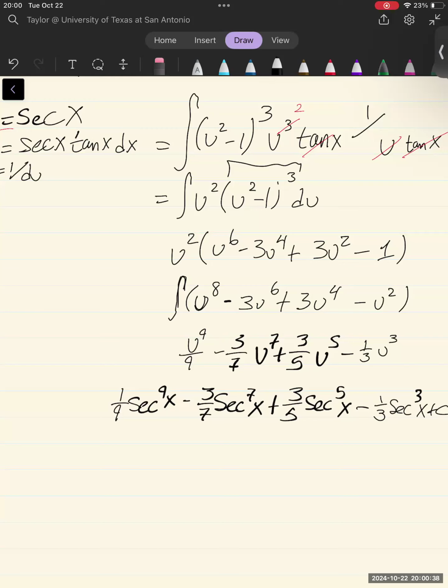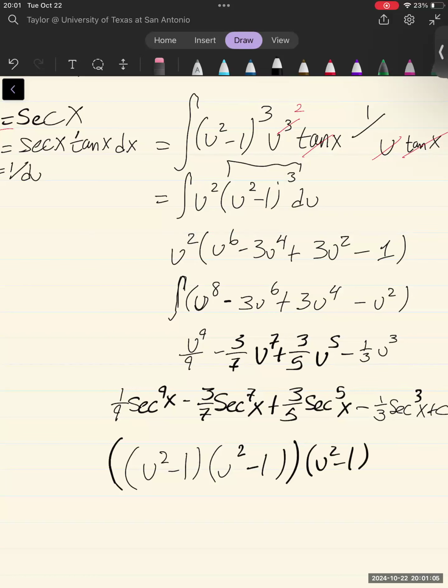Unfortunately, if there is a trick, I haven't found it. I know that there are things like completing the square, but I'm not going to show you that because I'm not comfortable with it. I just do it the old-fashioned way of u squared minus 1. You do this minus 1, and then whatever this ends up being, you multiply this by u squared minus 1. If there is a trick, I don't know it, so I'm sorry.